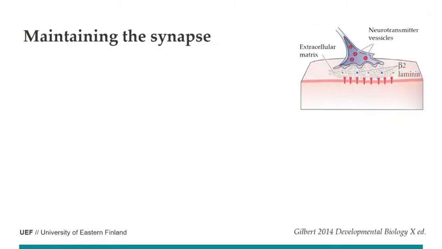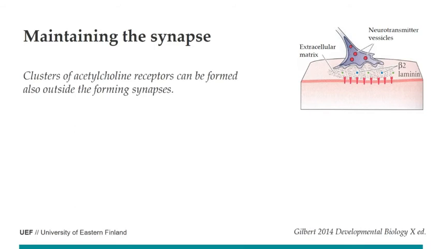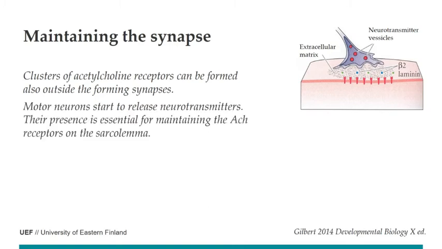Okay, then we can get the acetylcholine receptors near the synapse. But actually, these clusters can also be formed somewhere else. Because these neurons are now starting to release the neurotransmitter, acetylcholine, this acetylcholine is keeping these receptors on the membrane. So now the muscle cells are removing those acetylcholine receptors that are useless.